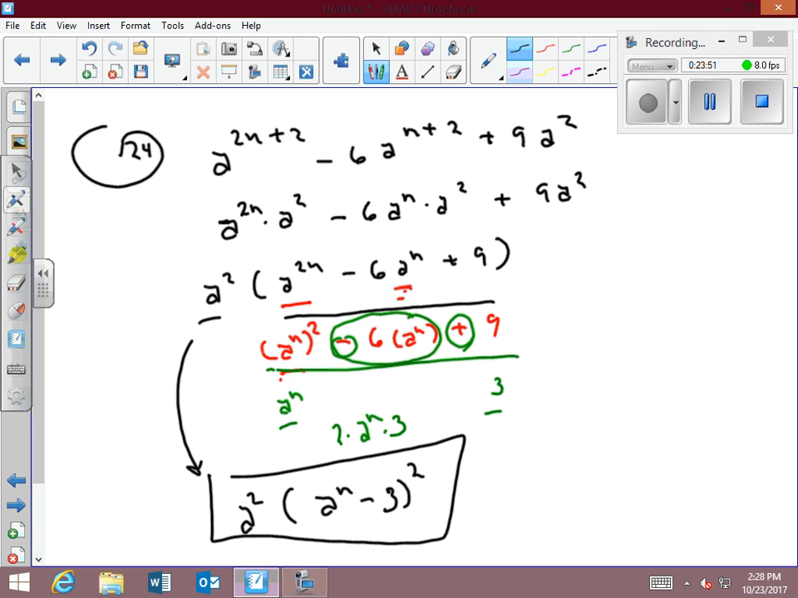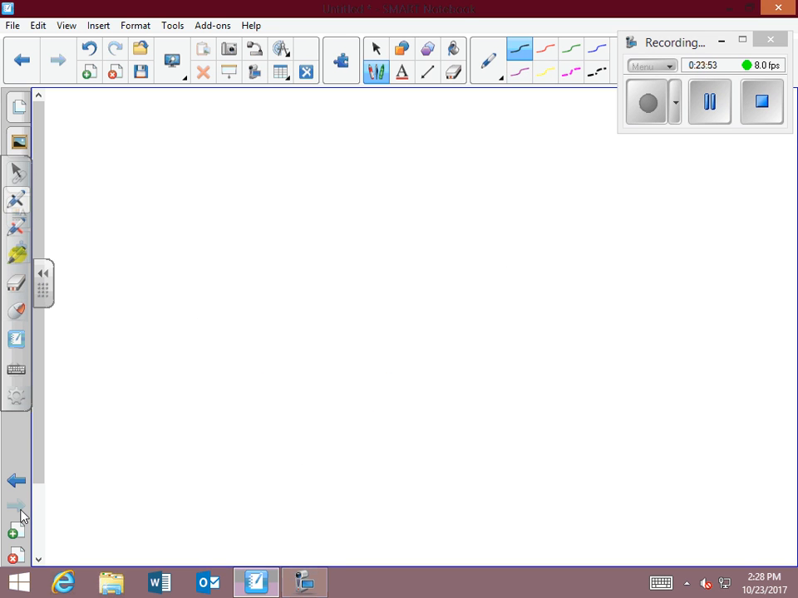Now, to get the idea of complete squares, I want to look at 128: x squared plus kx plus 36. The question is, what would k have to be to make this a perfect square? Well, what you always do is ask, is the first term a square term? It's an x squared. Is the trailing term a square term? 36? 6.